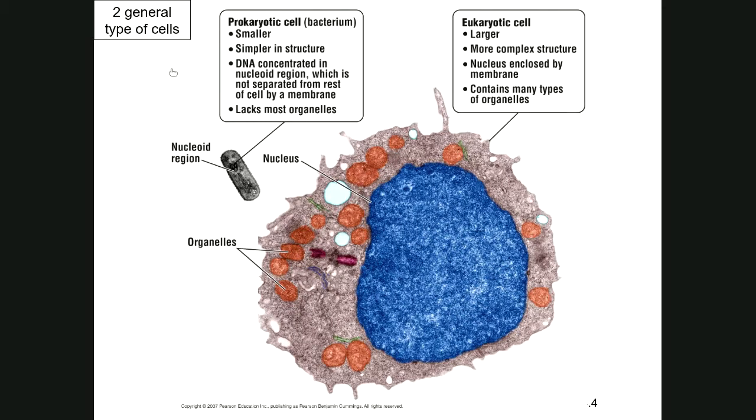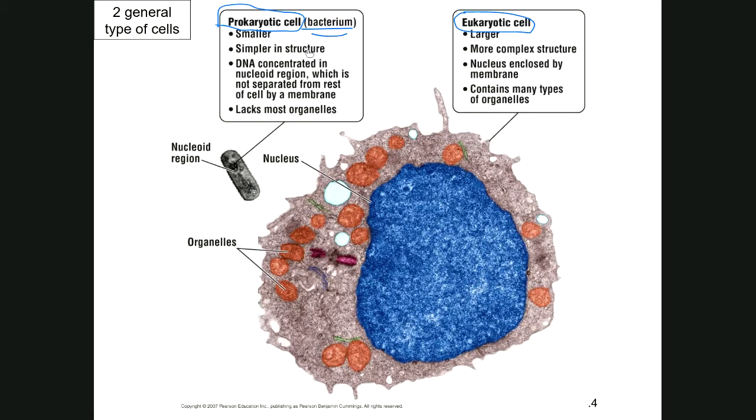Okay, next what I want to move into is general cell types. We talked about this in chapter 1. There are two general types of cells. These two general types of cells are known as prokaryotic cells, such as bacterium, but not only bacterium. And the other general type of cells are known as eukaryotic cells, as we discussed before.